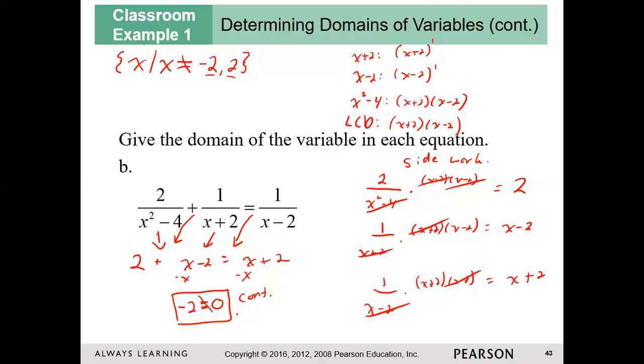So if we ended up with an identity situation where we had all real numbers as the solution, it would be all real numbers except for these guys. Remember, these are never a solution, all right, because they're not in the domain. All right, so hopefully I went slow enough for these first couple of problems in example 1, so you get the gist of what we're going to be doing in section 6.4.